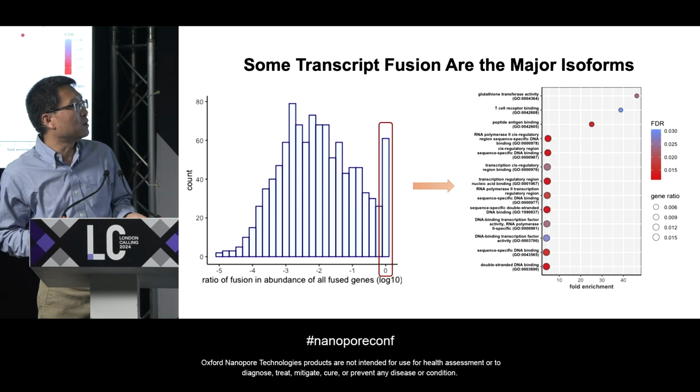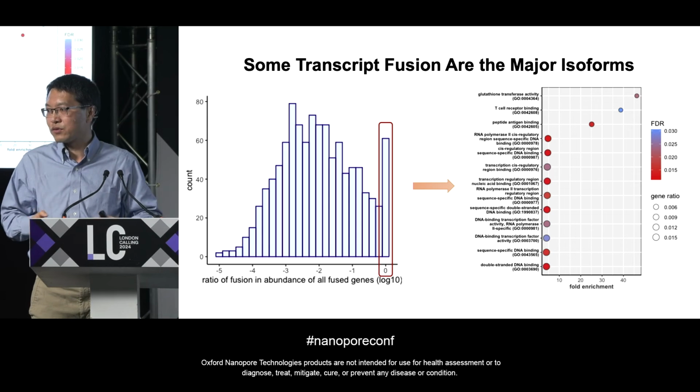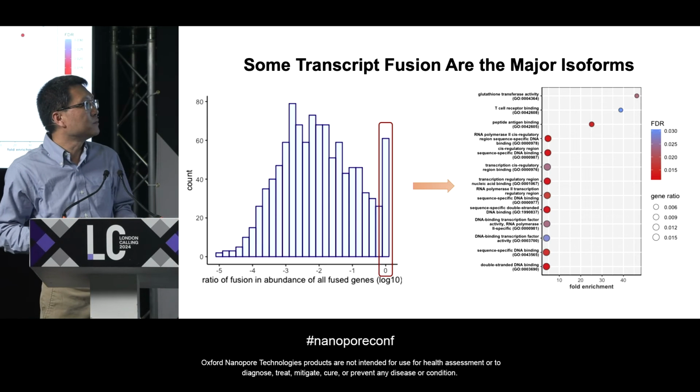When we look at the GO terms, it's a very small number. What we see is that the predominant type is chaining factors. There are a lot of chaining factors that seem to be co-expressed.